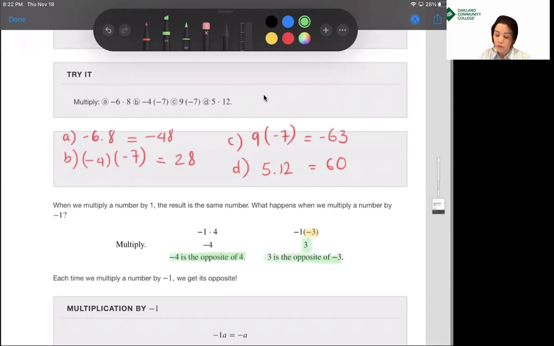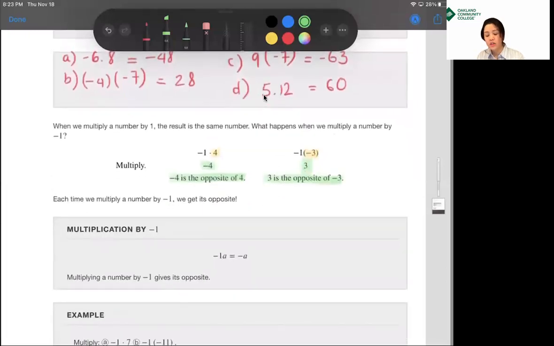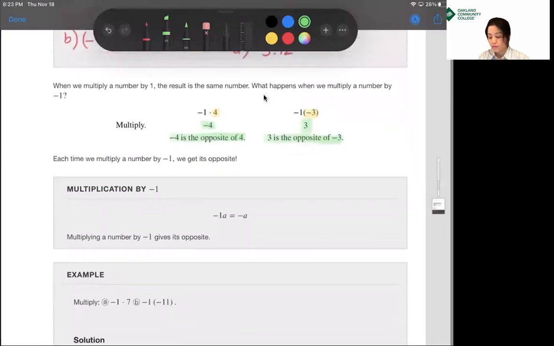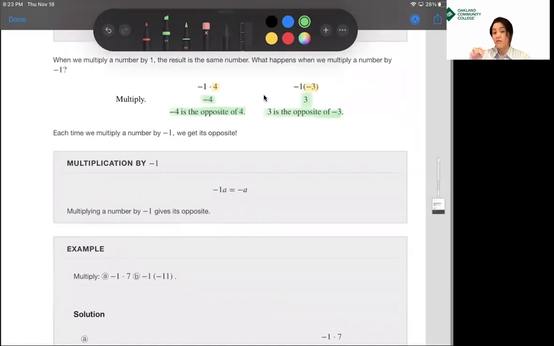Same thing over on the left here. We start out with positive 4, and then we multiply it by negative 1, and we get negative 4. Right? So we say negative 4 is the opposite of 4. The conclusion here is that each time we multiply a number by negative 1, we get its opposite. So the definition is that negative 1 times a, where a is just an integer or just a real number, is equal to negative a. Right? A lot of times people don't write negative 1 in front of a number.